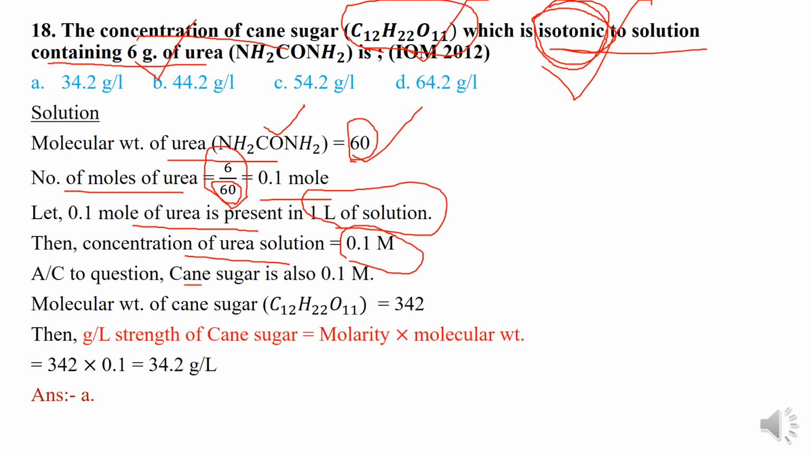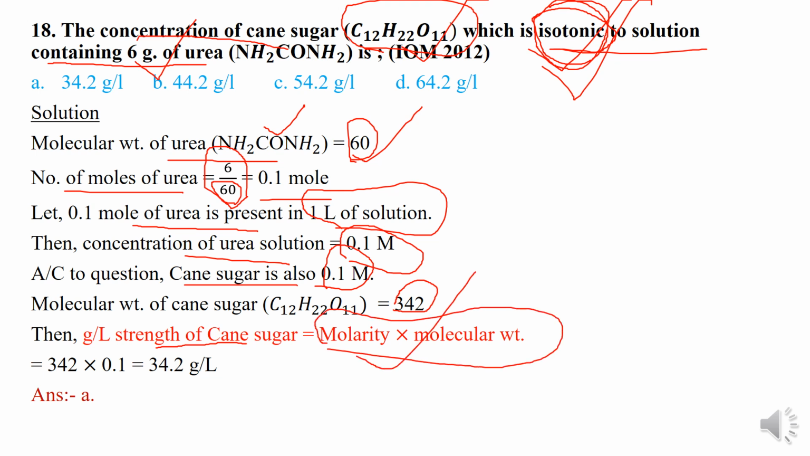According to the question, cane sugar is also 0.1 molar because cane sugar is isotonic to the urea, and the molecular weight of cane sugar is 342. Then the strength in gram per liter is equal to molarity into molecular weight. We have already discussed this formula. Molarity is 0.1 and molecular weight is 342, so the answer will be 34.2 gram per liter. Answer A. Important question, right? Just remember this relationship.